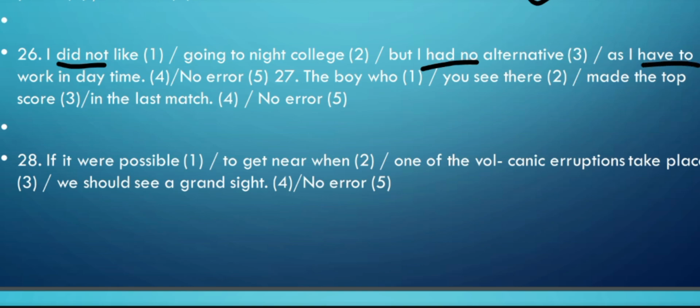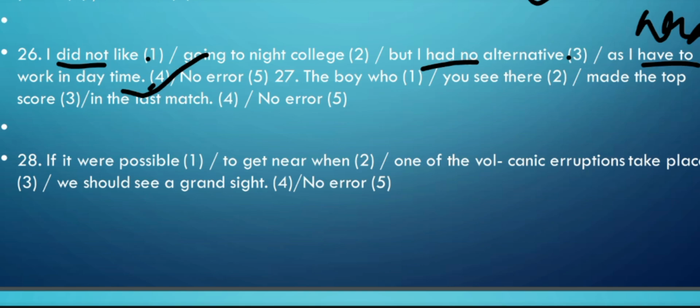See, this is present tense, so we have located the error in the fourth part. Fourth part says as I had to work in daytime. Okay, past tense part 1, past tense part 3, and past tense part 4. I hope it is clear to all.